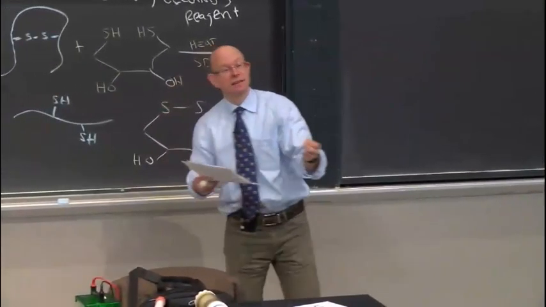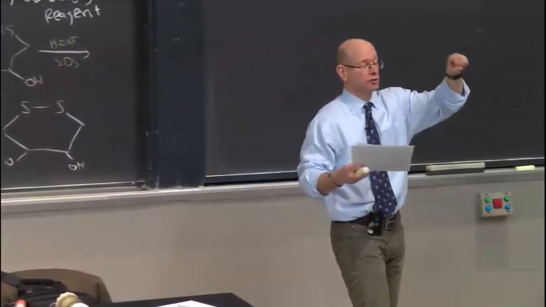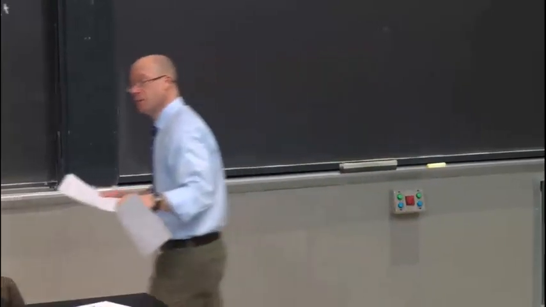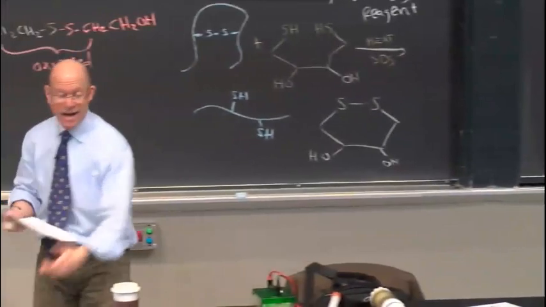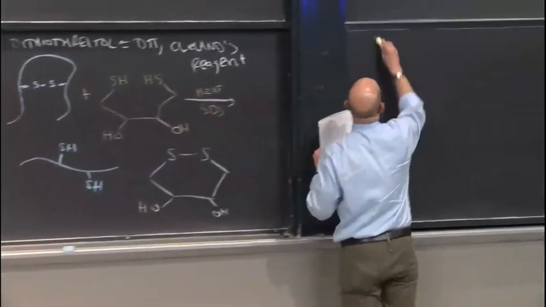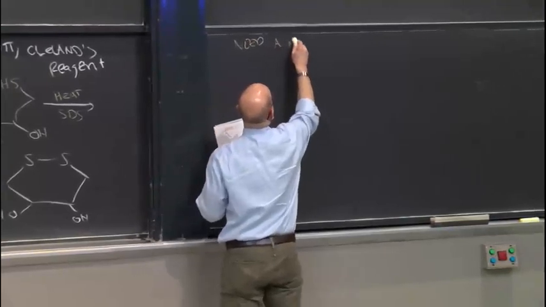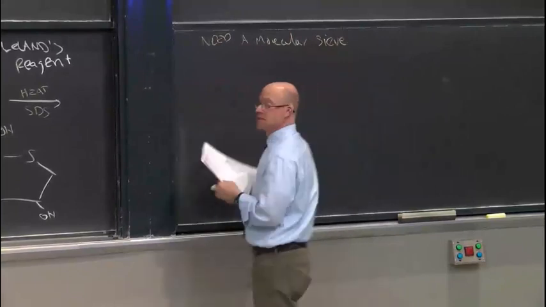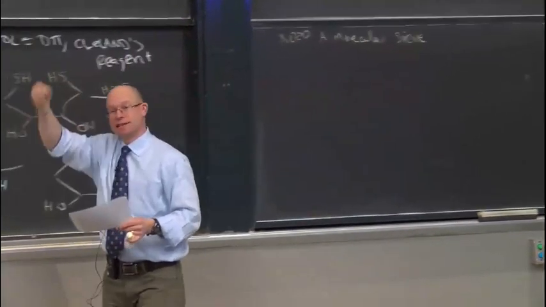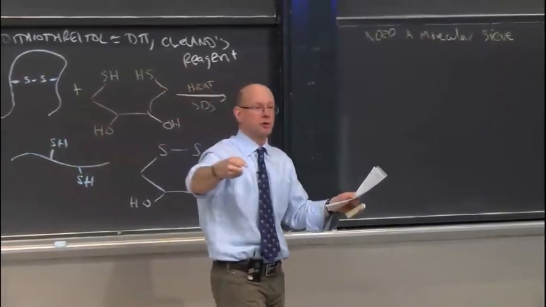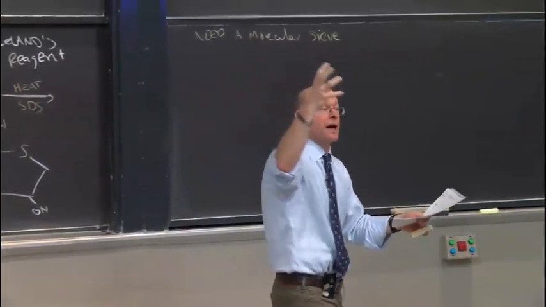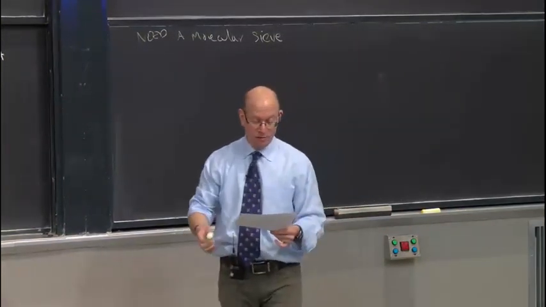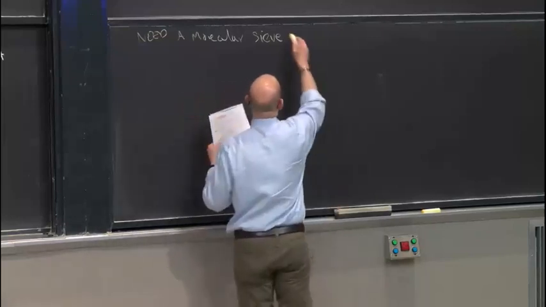I have to have a sieve, some way that the longer molecules are going to take longer to get through than the smaller molecules, even though they have the same charge to mass ratio. I need a molecular sieve. Who doesn't know what a sieve is? Raise your hands. All right, a sieve is like a strainer, right? So I need some sort of a molecular strainer that's going to let the small molecules through faster than it lets the large molecules through. And the way I'm going to make this molecular sieve is a gel.